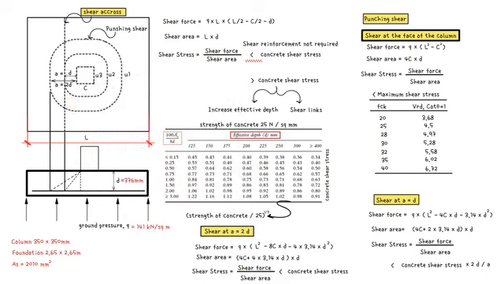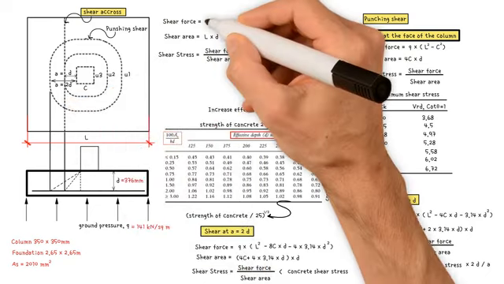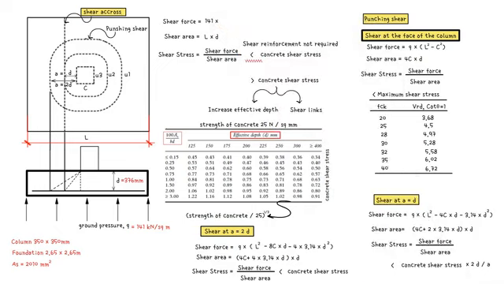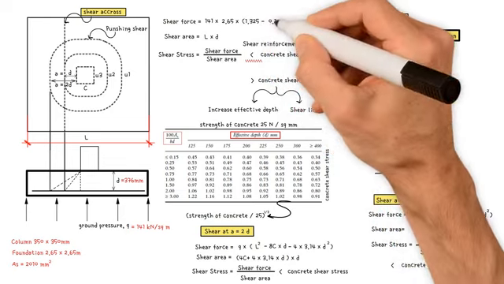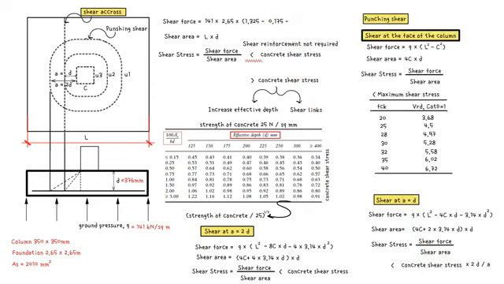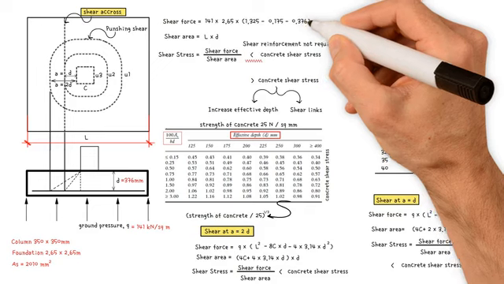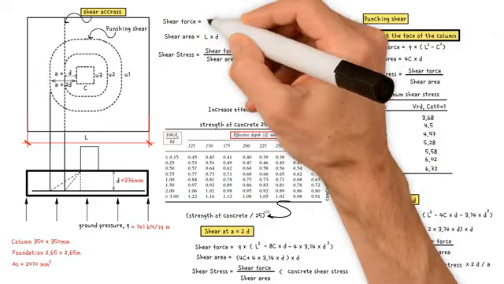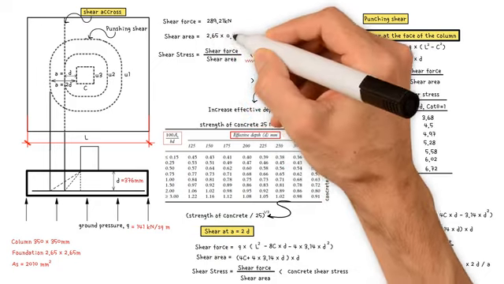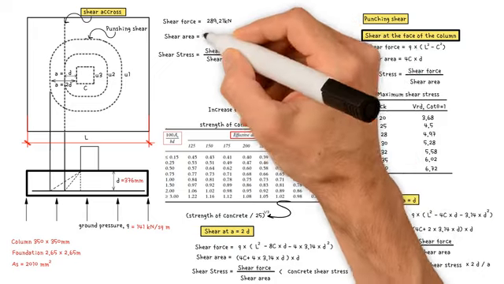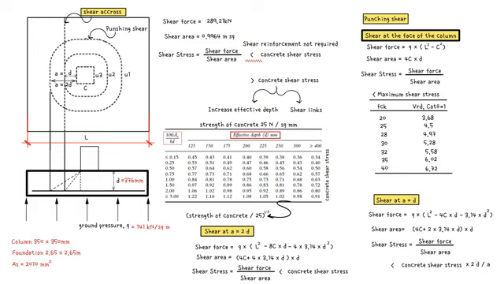For the shear across the foundation, shear force equals the ground pressure 141, multiplied by the length of foundation 2.65, multiplied by half the length 1.325 meters, minus half the column width 0.175, minus the effective depth of the foundation 0.376. We now have a value of 289.21 kilonewtons. Then, shear area is the length 2.65 meters, multiplied by the effective depth of foundation 0.376 meters. This gives us a value of 0.9964 meters squared.